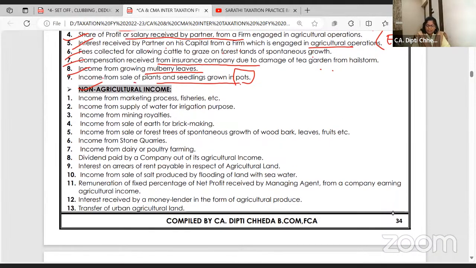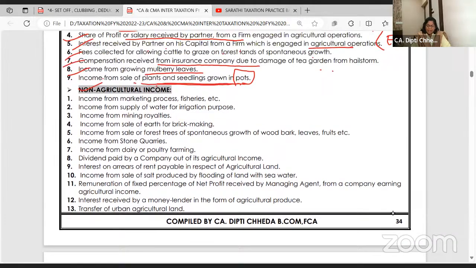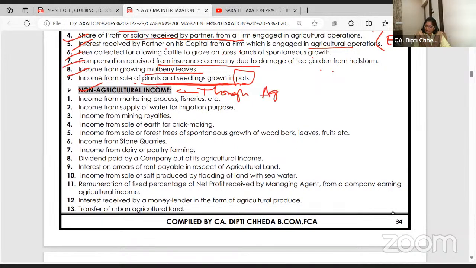Next is income from sale of plants and saplings. It is exempt. Now, next is what is non-agricultural income? I want all of you to write here: though done on agricultural land.